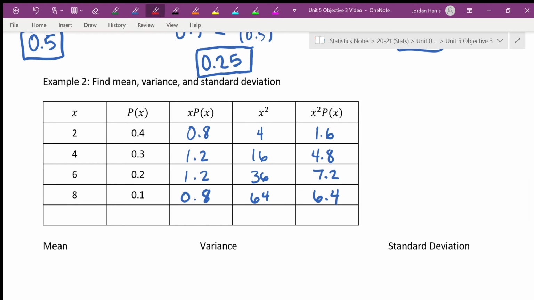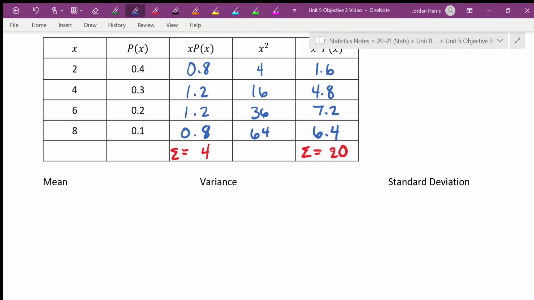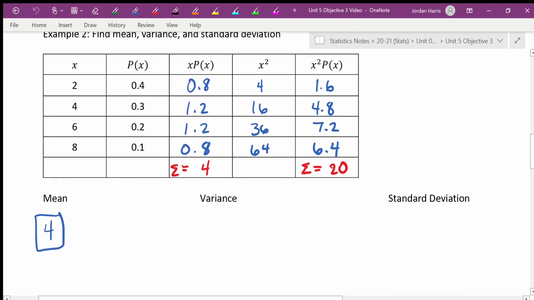Okay. And then we get our sums. So the sum of x p of x, if I add it all up, is 4, which should tell you something. And the sum of this one is 20. Okay, so we get our mean. The mean is the sum of x p of x, so the answer is 4. The expected value is a 4. That, based on these, is the one we expect out of this on average.